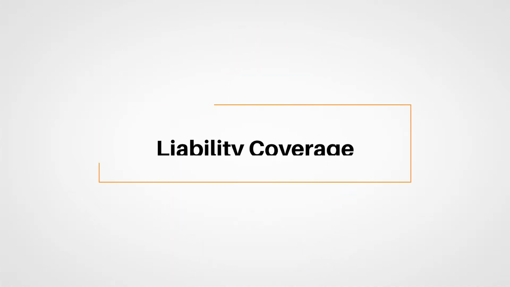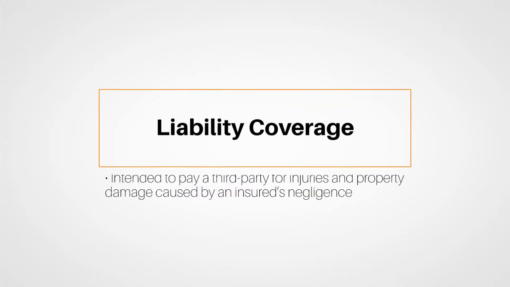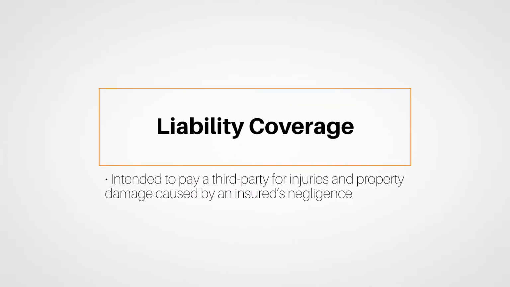There were terms and concepts in this lesson that might have been new to you, but you also saw information you've already seen a few times. For instance, liability coverage is relatively the same in business owners' contracts. It's intended to pay a third party for injuries and property damage caused by an insured's negligence. But these policies have their own types of conditions and exclusions that need to be studied carefully.